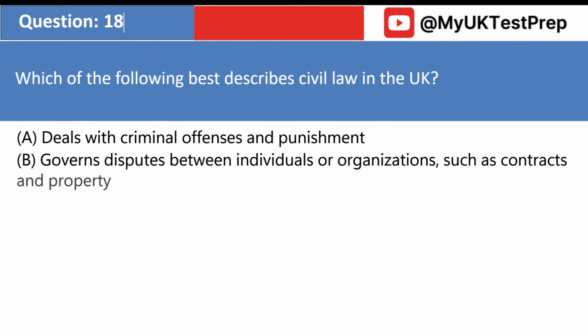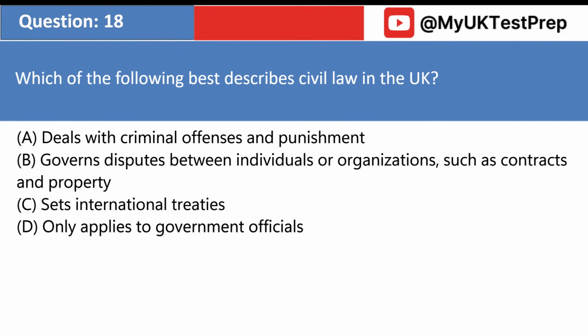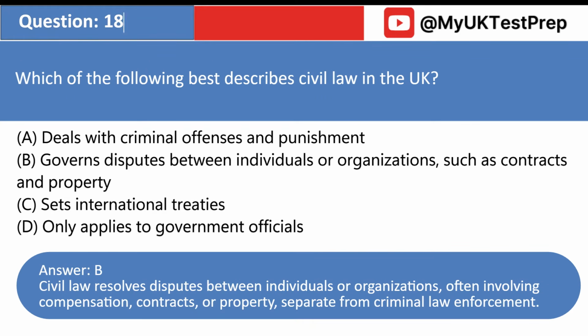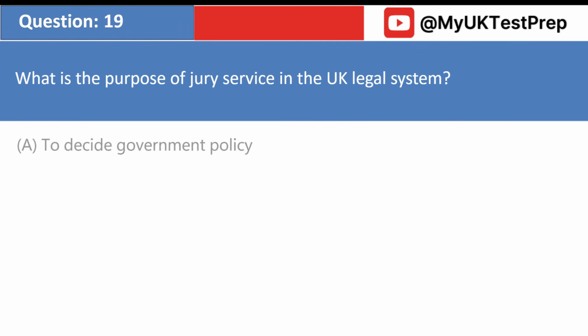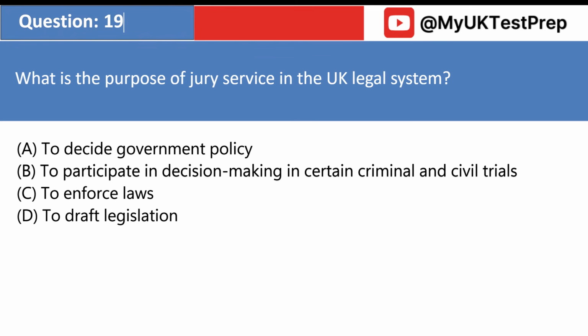Which of the following best describes civil law in the UK? A. Deals with criminal offences and punishment. B. Governs disputes between individuals or organisations, such as contracts and property. C. Sets international treaties. D. Only applies to government officials. Answer B. Civil law resolves disputes between individuals or organisations, often involving compensation, contracts, or property, separate from criminal law enforcement.